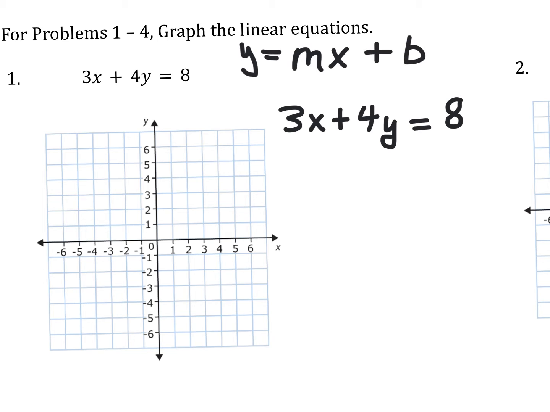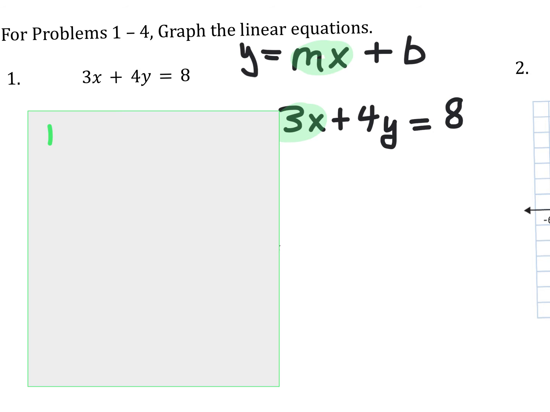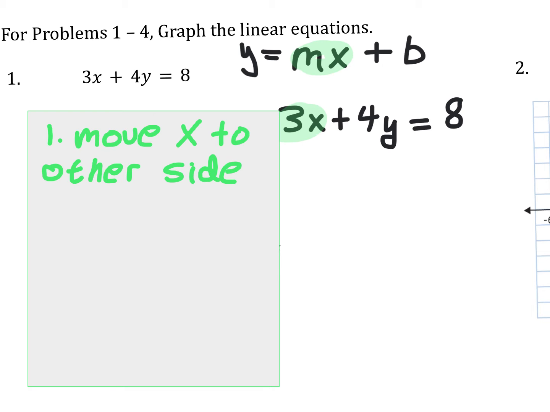mx plus b. So the first thing we're going to notice is that in standard form, the x is on the left-hand side of the equation, but for slope-intercept form, we need it to be on the right side of the equation. So step 1 is that we're going to move the x to the other side of the equation. Please forgive my ridiculous, childish handwriting.